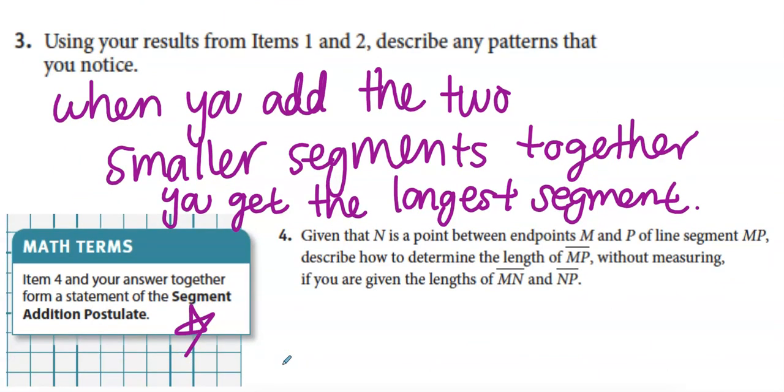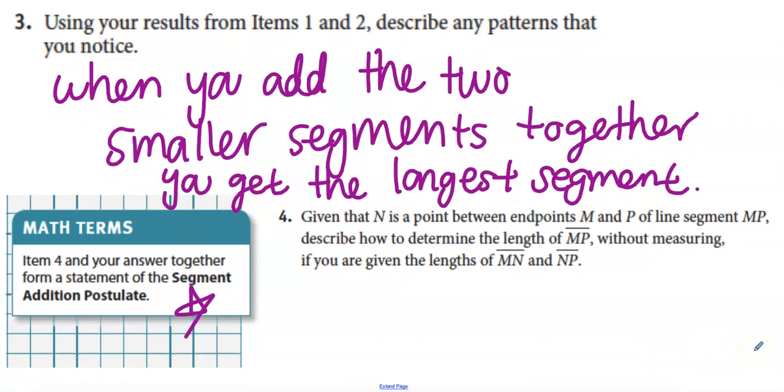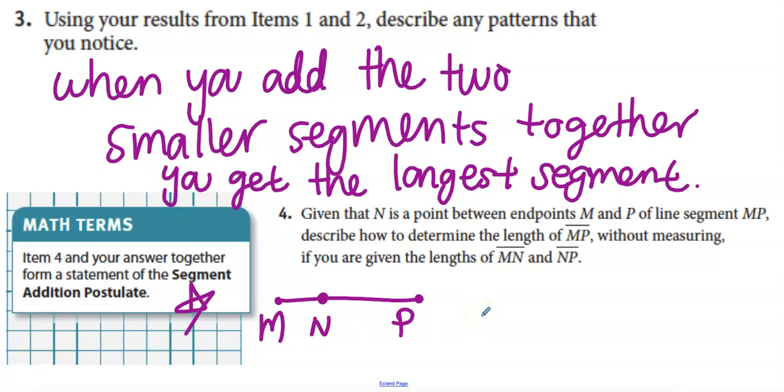So it says, given that N is a point in between endpoints M and P of line segment MP. So in geometry, I'm always going to draw a picture to help me visualize what's happening. So I have endpoint M, and I have an endpoint P, and N is somewhere in between. It doesn't have to be in the middle. You could put it in the middle if you want to. I'm not going to for this example.